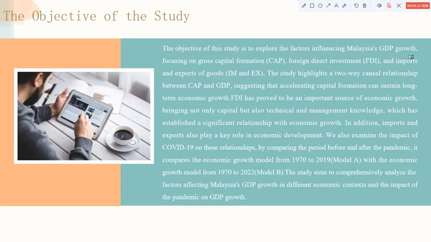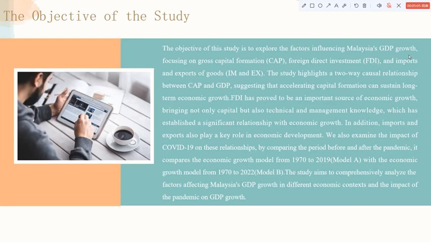The study highlights a two-way causal relationship between CAP and GDP, stressing that accelerating capital formation can sustain long-term economic growth. FDI has proven to be an important source of economic growth, bringing not only capital but also technical and management knowledge, which has established a significant relationship with economic growth.